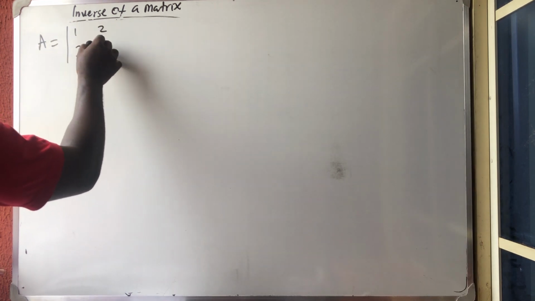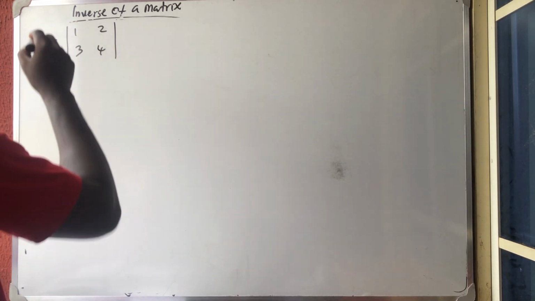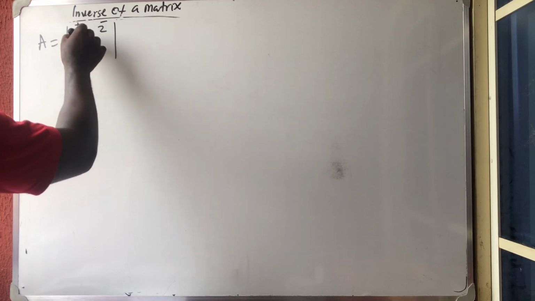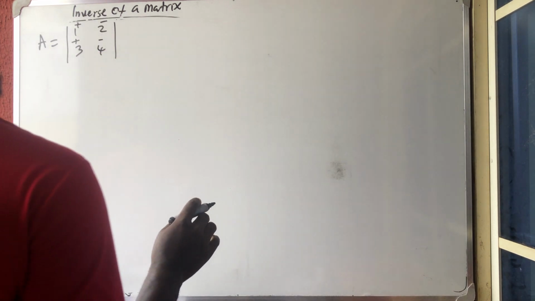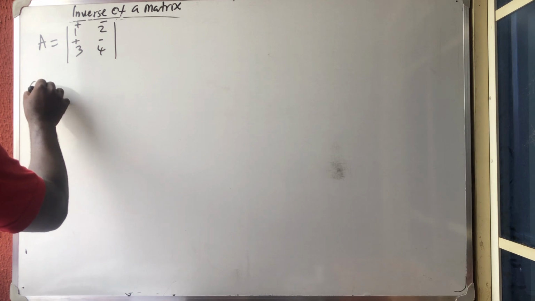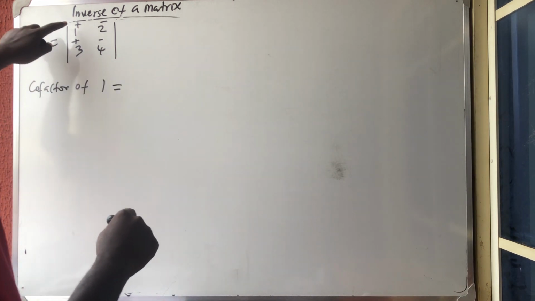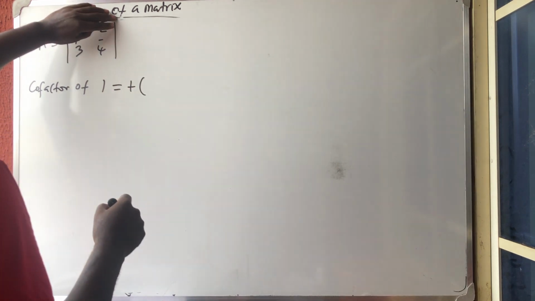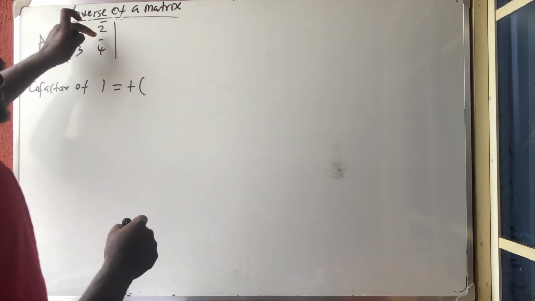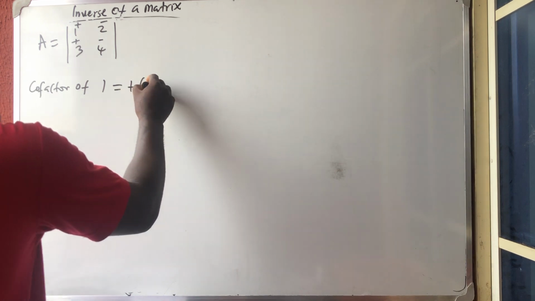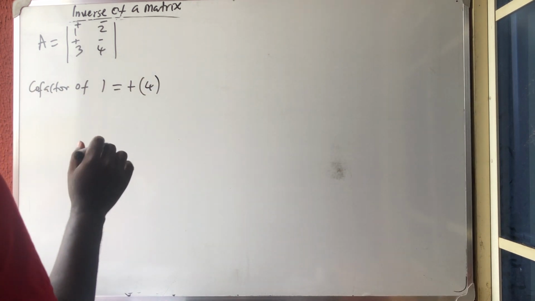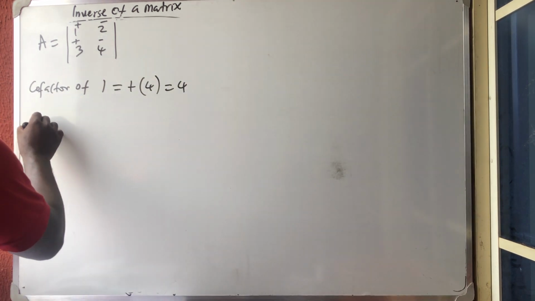So if A is equal to 1, 2, 3, 4. What you have to do is just say plus minus plus minus, as simple as that. So cofactor of 1: 1 is plus. Then if you close the row and column, you are left with 4, not minus 4. Minus is for the picking, so I'm left with 4. So the cofactor is simply 4.